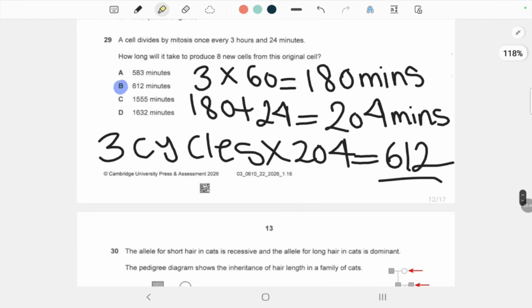Question 29 seems a little bit tricky, but it is very easy. It's telling you here a cell divided by mitosis once every 3 hours and 24 minutes. How long will it take to produce 8 new cells from this original cell? So basically it will take 612 minutes, and the way I got it, because 3 hours times 60 is 180 minutes, and 180 plus 24 is 204 minutes. So he's telling you that it produces 8 new cells, and every 3 hours and 24 minutes, so basically 3 cycles multiplied by 204, which is the total time, will be equal to 612.